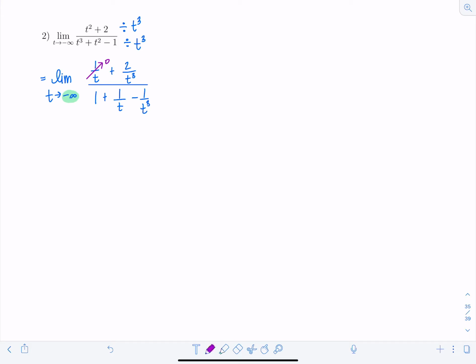All right, 2 over t cubed, that's also going to 0, just faster. 1 is a constant, so that's staying 1. 1 over t goes to 0, and 1 over t cubed also goes to 0. So what are we left with in this limit? Well, in the numerator, all I have is 0, and then in the denominator, I have 1. And 0 divided by 1 is 0.